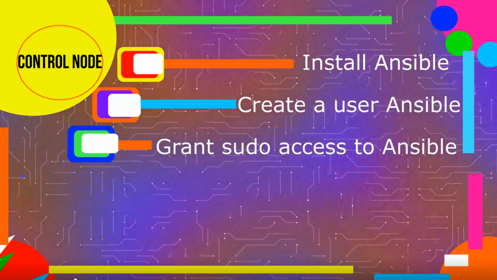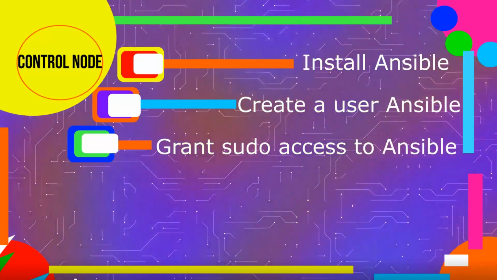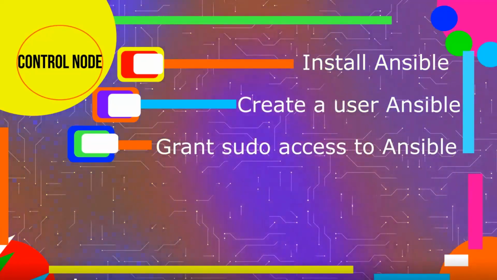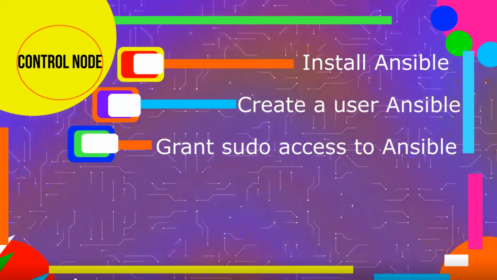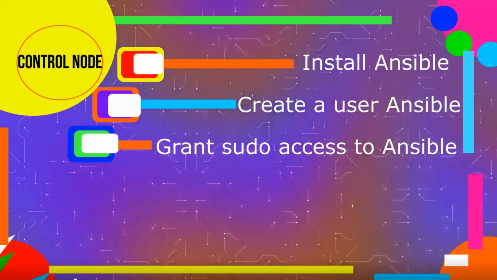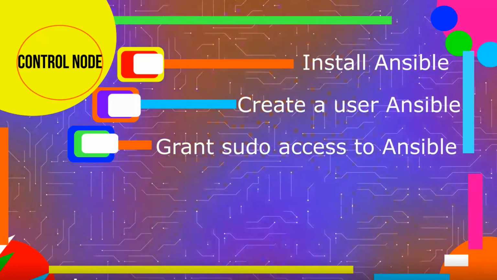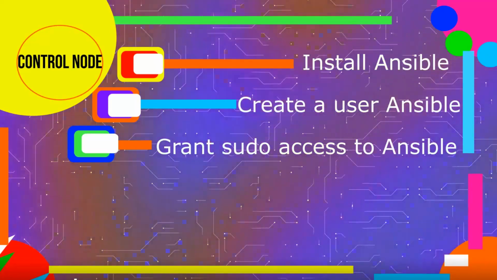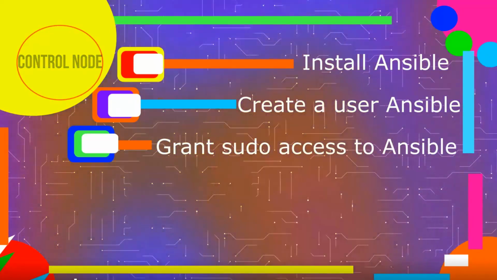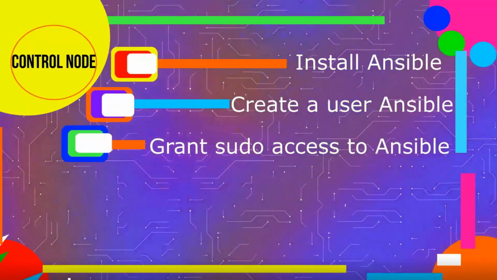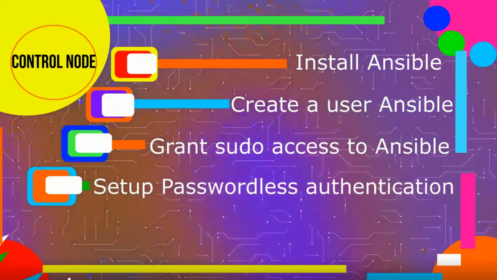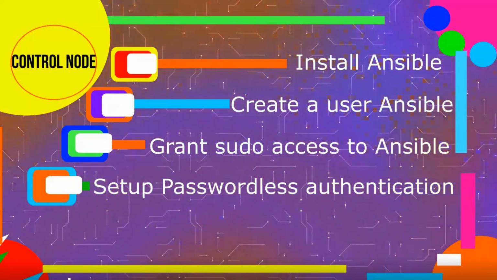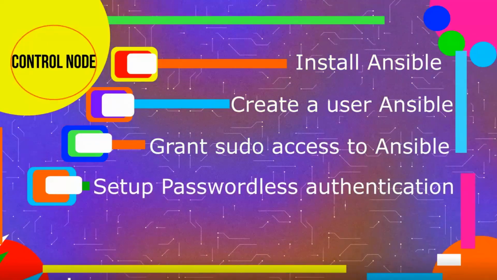Grant sudo access to user Ansible. If any script requires root access, we have to add the Ansible user in the sudoers file to get root privileges. We need to add the Ansible user in the sudo users list and grant privileges to log in without a root password.